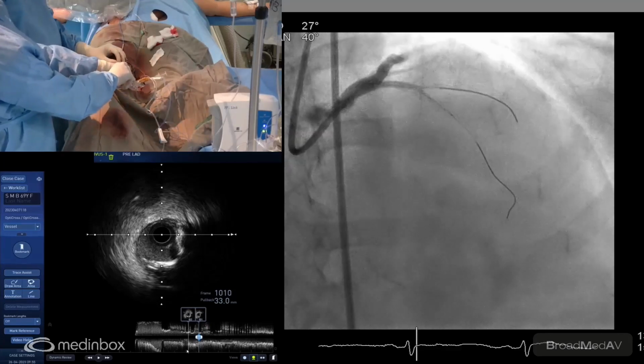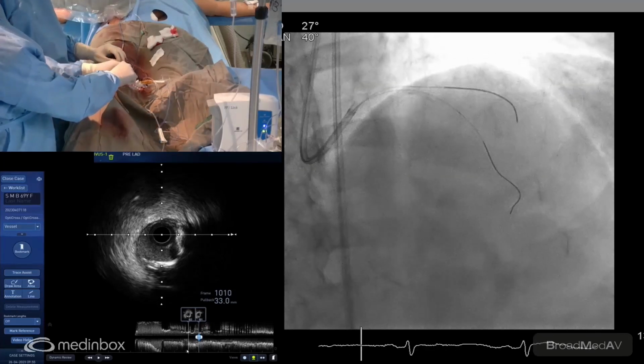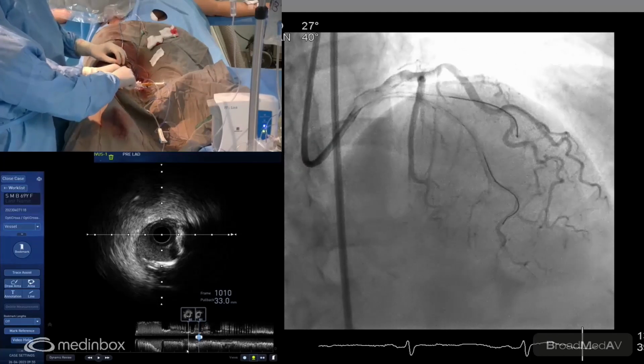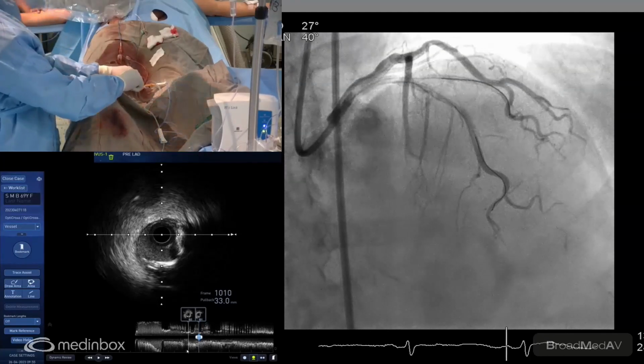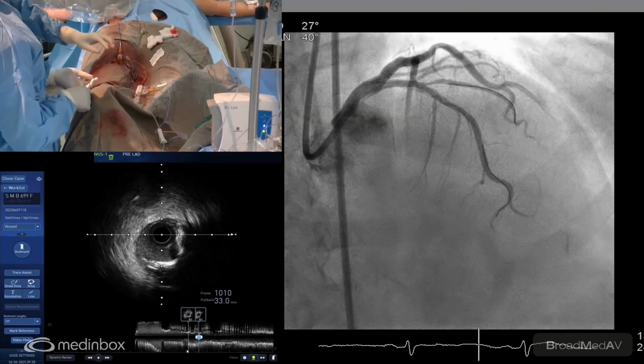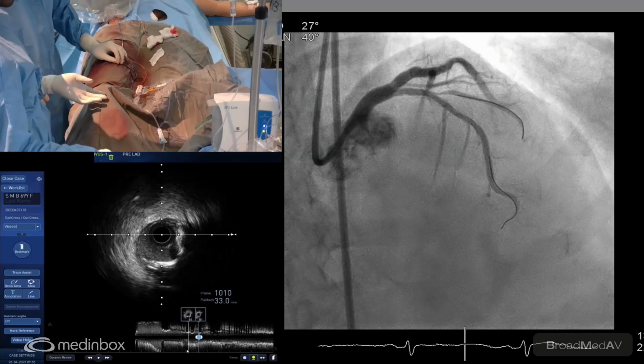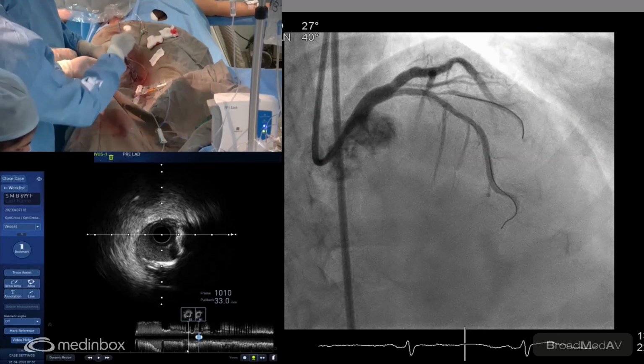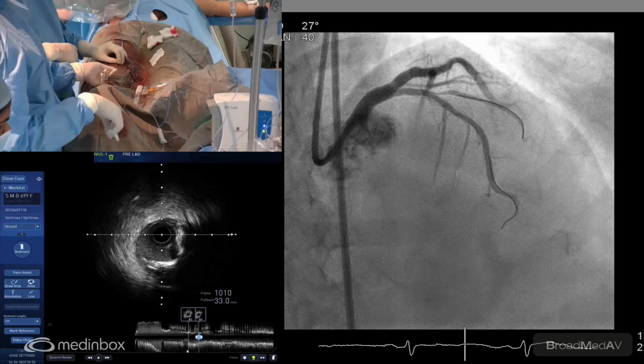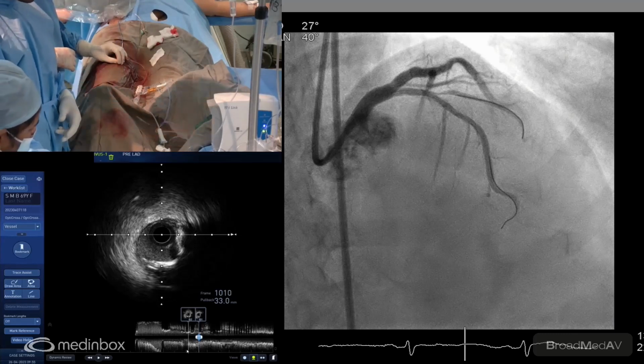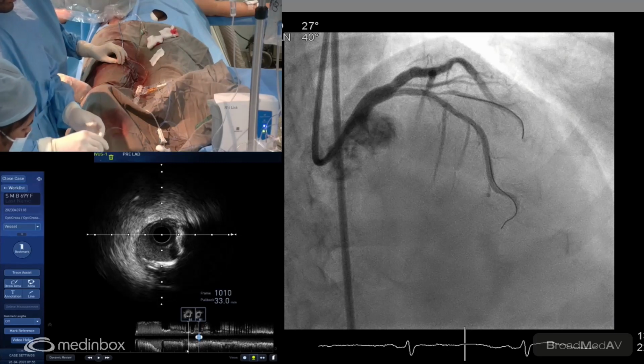So you can see that the vessel is much bigger now. Can we get the 3.0 by 32 balloon stent, please? Yeah. So we are using the 3 by 32 millimeter debulking stent, and as we can notice, the diagonal is still flowing.